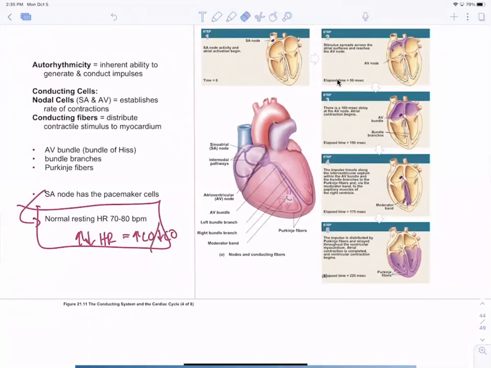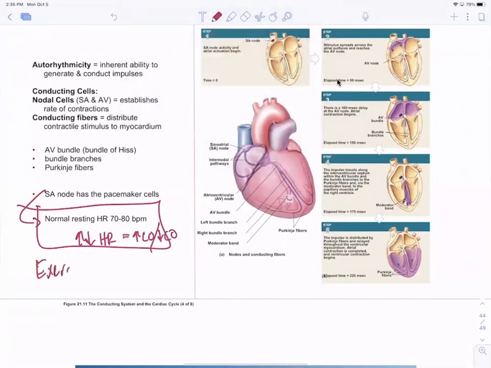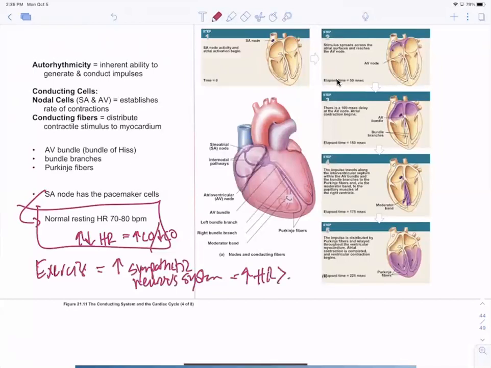So you're exercising, right? So exercise increases your sympathetic nervous system, which then increases heart rate greater than your SA node rate, nodal rate.